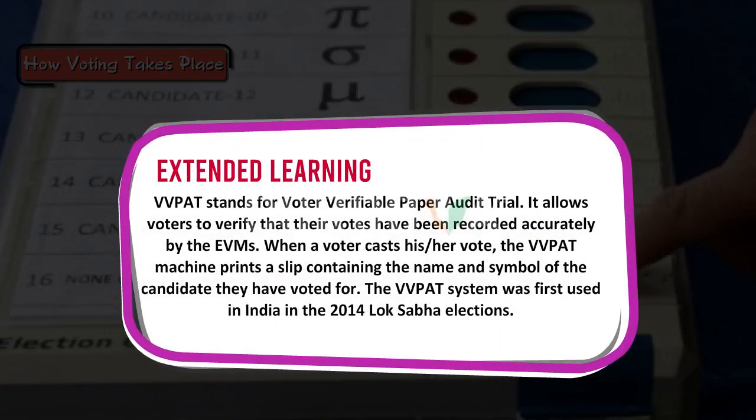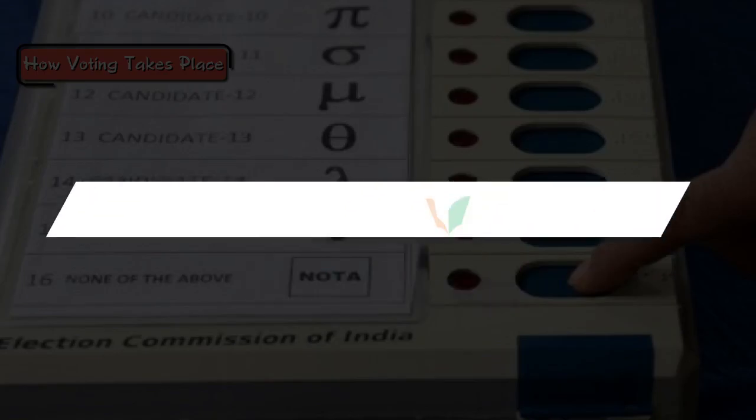Extended learning. VVPAT stands for Voter Verifiable Paper Audit Trail. It allows voters to verify that their votes have been recorded accurately by the EVMs. When a voter casts his or her vote, the VVPAT machine prints a slip containing the name and symbol of the candidate they have voted for. The VVPAT system was first used in India in the 2014 Lok Sabha elections.